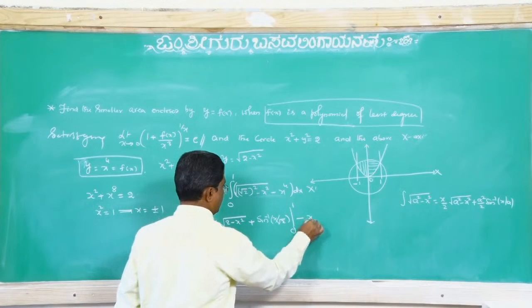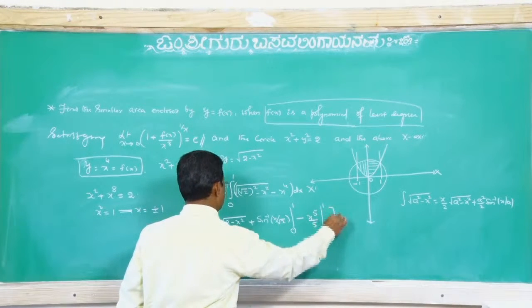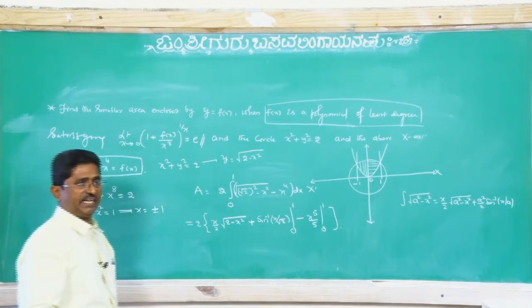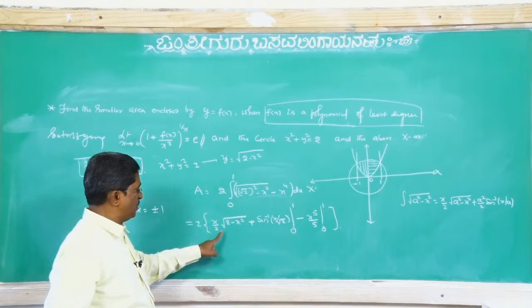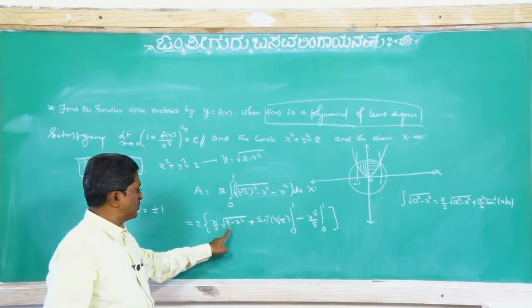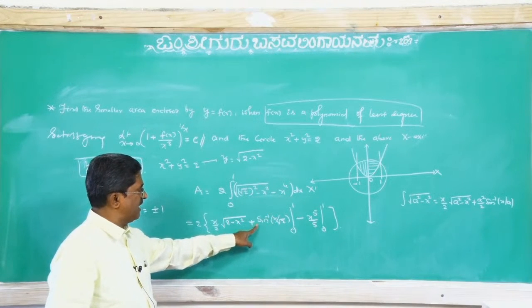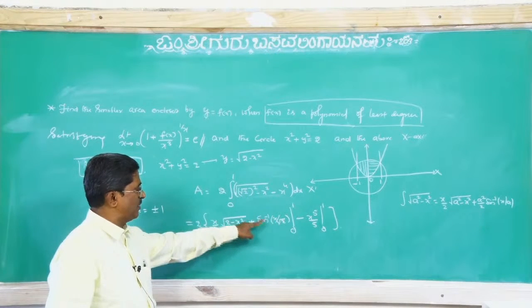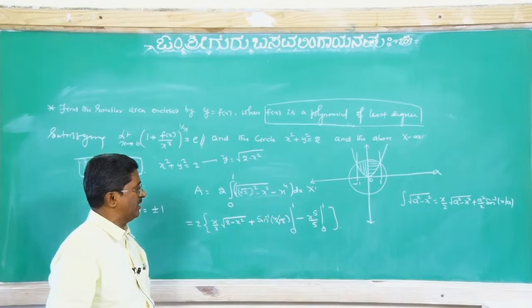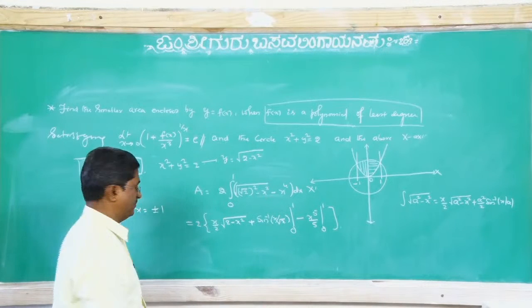x power 4 integration, x power 5 by 5, between the interval 0 to 1. That's all. Once again, x by 2 into root of a means root 2, a square means 2 minus x square, plus a square by 2, 2 by 2 means 1, sin inverse of x by root 2 over the interval 0 to 1, minus x power 4 integration, x power 5 by 5.